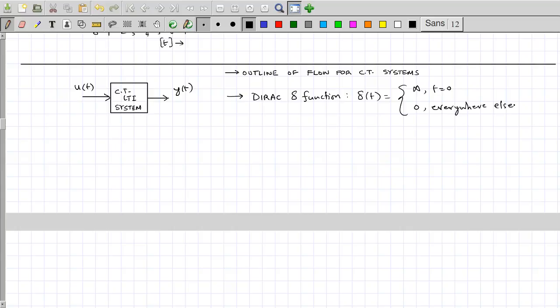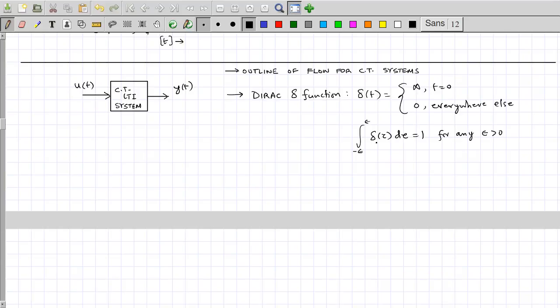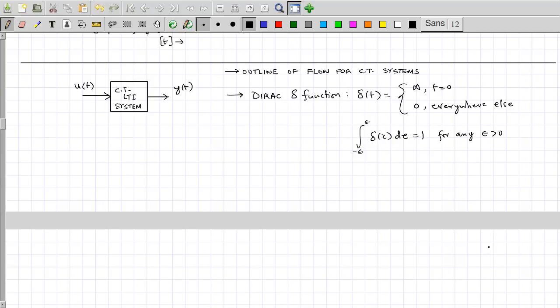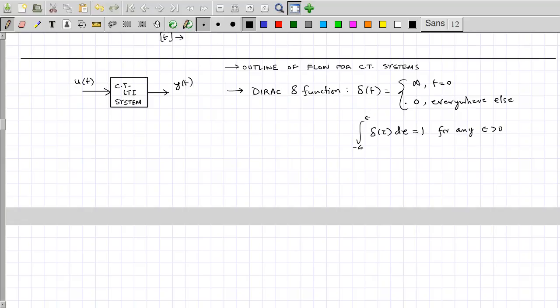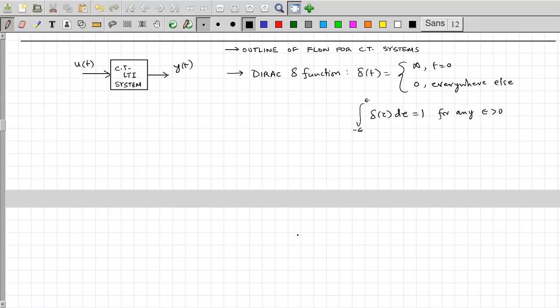So this is not really a function because a function shouldn't take values of infinity, but people still treat it like a function. And its great operative property is that the integral of delta of tau d tau, from minus epsilon to plus epsilon, is equal to 1 for any epsilon greater than 0. So you take a small region for the integration that includes 0, and if it does, then the integral of the delta function is equal to 1. And if it doesn't include 0, then it's not 1, because the value of delta of t is 0 everywhere outside 0. So it's a funny kind of function. You may have encountered it in physics before.